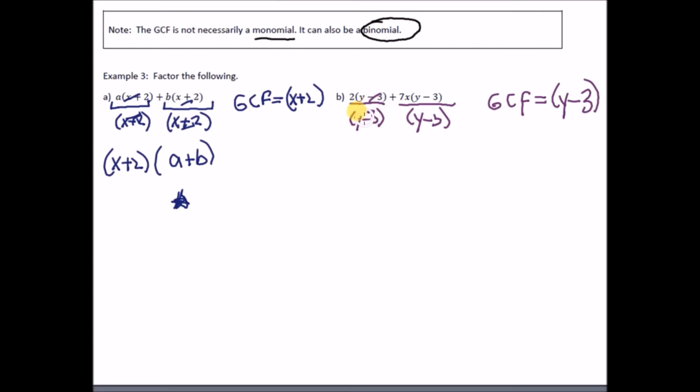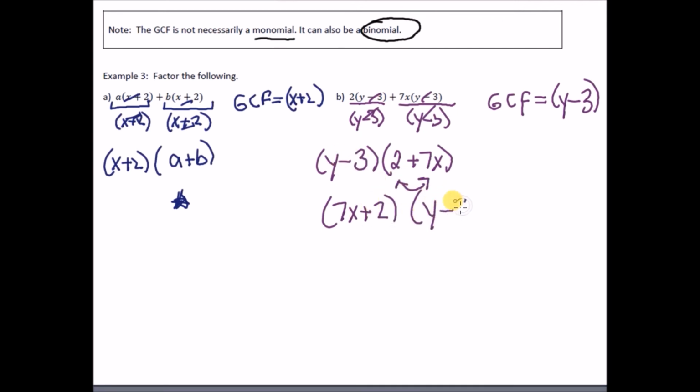When we divide, the brackets cancel out. So we write the greatest common factor first, y minus 3. Then we're left with 2, and then plus 7x. And we can rearrange this just so it's more simplified. I would just put the x term in the front. So 7x plus 2, and then I would put the y minus 3 after that.